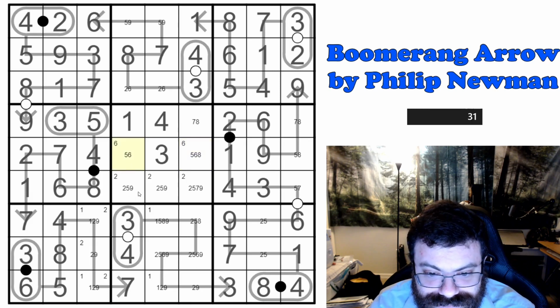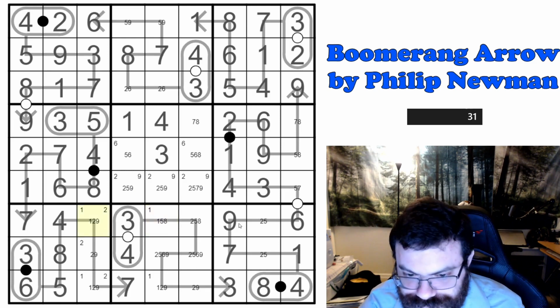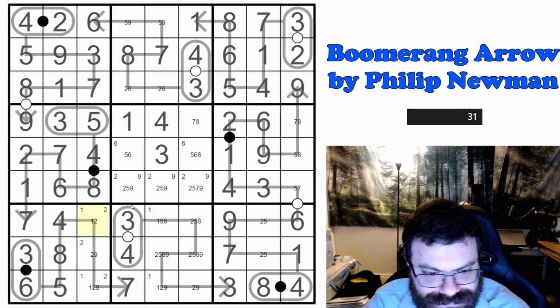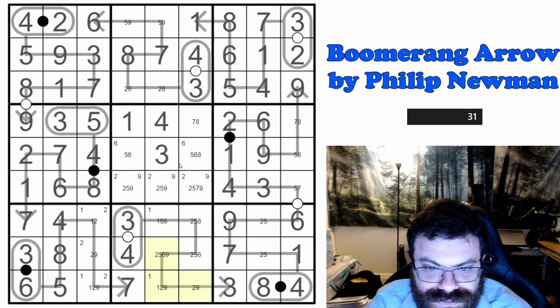That leaves 9 to be down here somewhere. So by the same logic, this one can't be 9. In fact, there's a 9 in the row now, so that can't be 9 either. This 9 also sees here. So 9 can be any of these 3. Not super helpful.